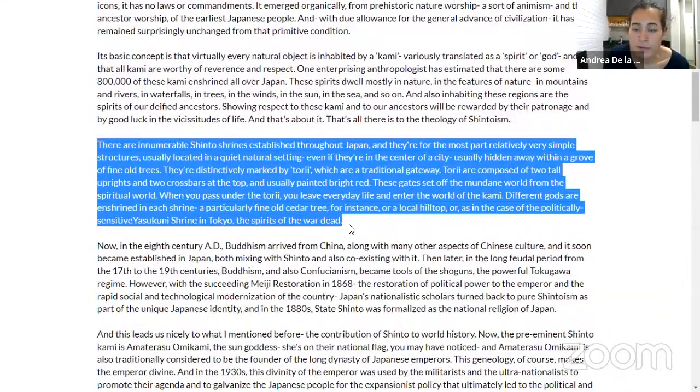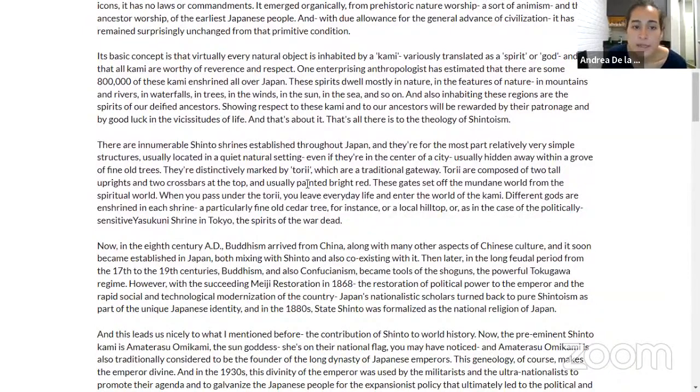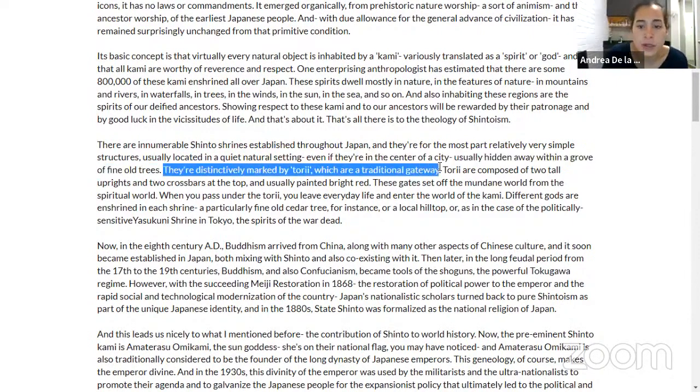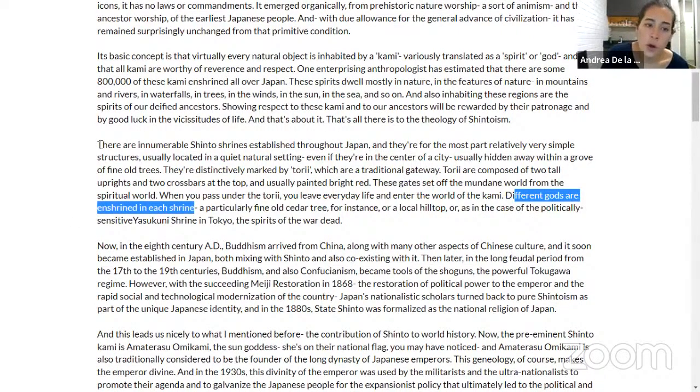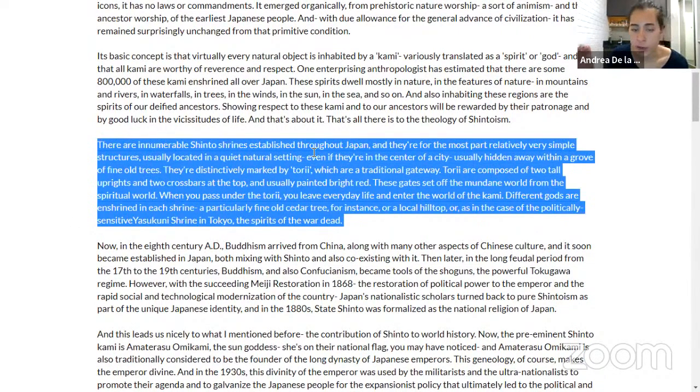Then we have another paragraph that we haven't heard yet, but it is also about a different idea. For example, this one is about Shinto shrines. So this is only about the shrines. So they describe the shrine, for example, they say they are distinctively marked by a traditional gate, right? These gates, different gods are enshrined in each shrine. So all of this paragraph is about one idea, shrines.